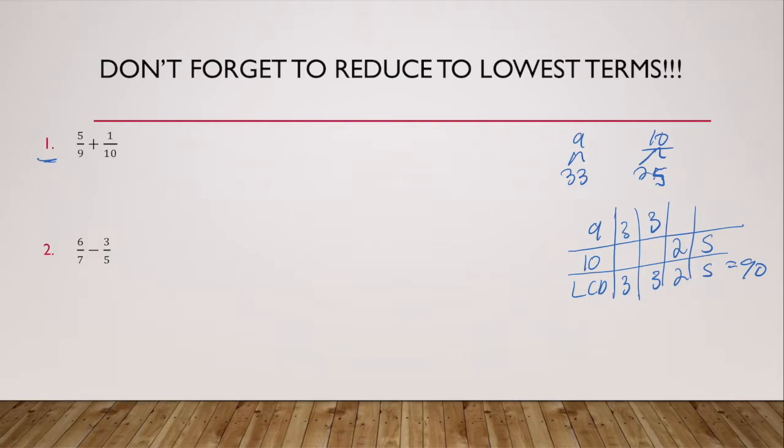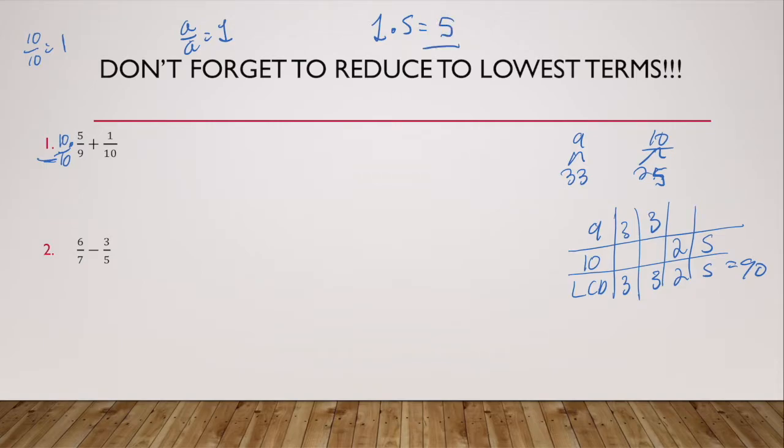Well, what I'm going to do is I'm going to find an equivalent fraction. I'm going to multiply the numerator and the denominator by 10, because if I'm multiplying by 10 over 10, 10 divided by 10 is 1, right? Any number over itself is 1, and any number multiplied by 1 is just itself.